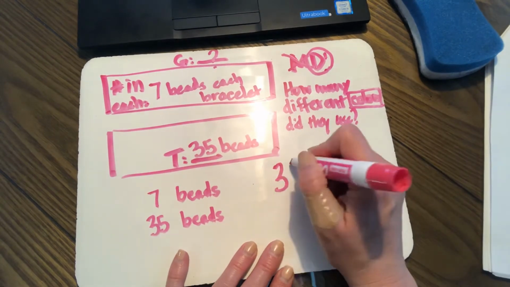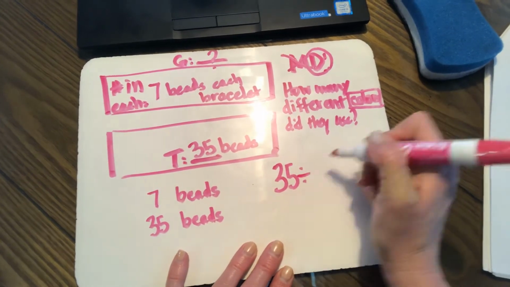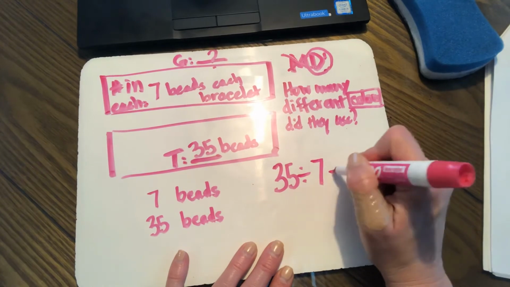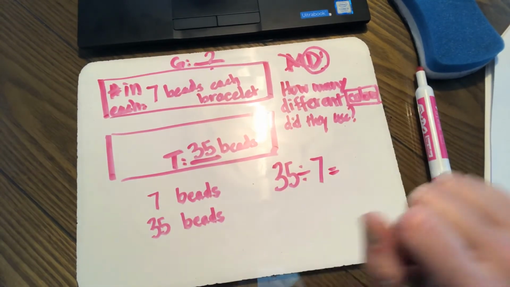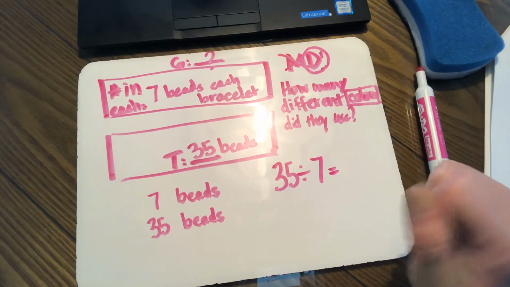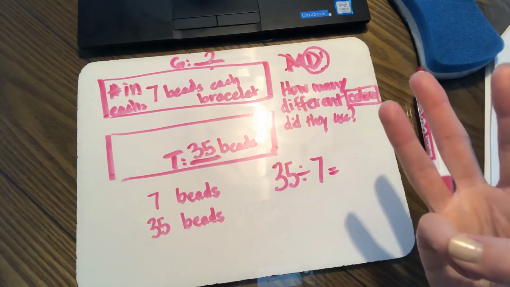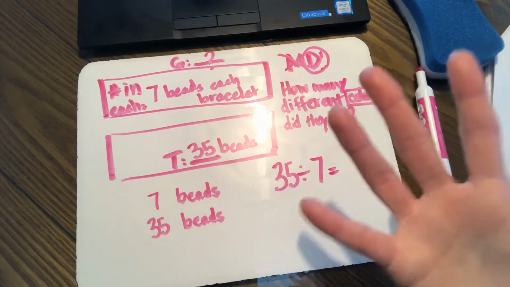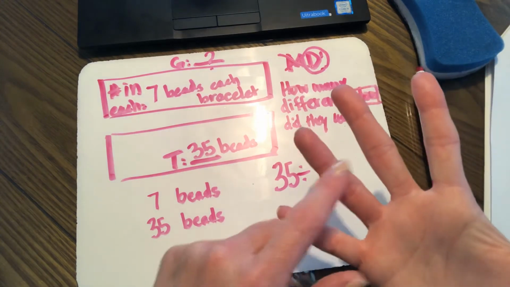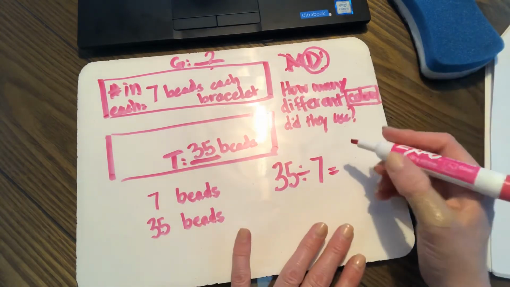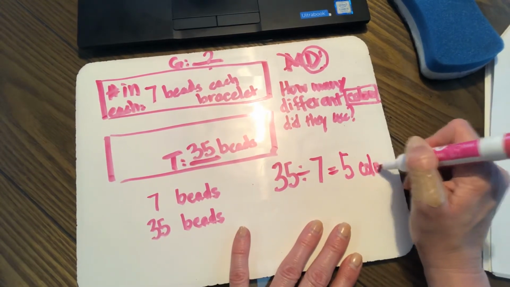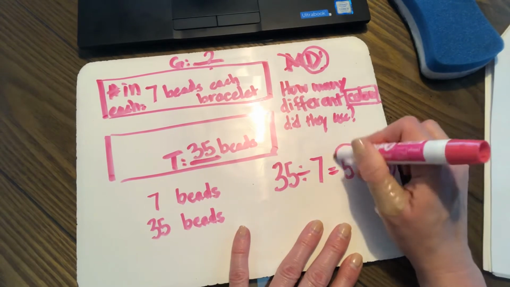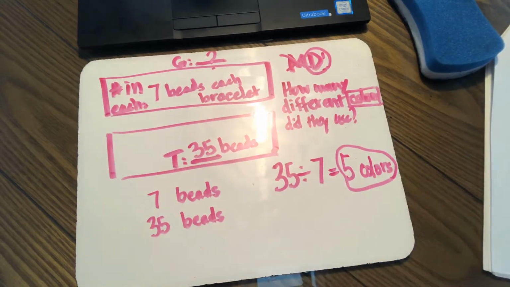So I'm going to start with the whole, which is 35, and I'm going to divide it by 7, and I want to see how many times I can count by 7 until I get to 35. Here we go. 7, 14, 21, 28, and 35. Oh, looky there. 5 times. So my answer will be 5 colors. Right? 5 colors.